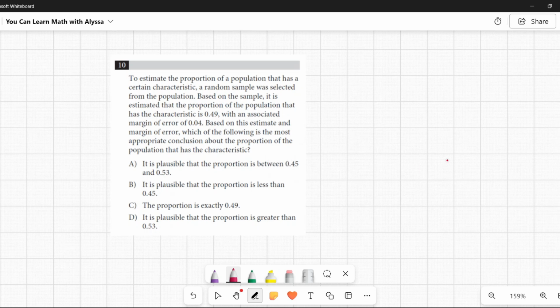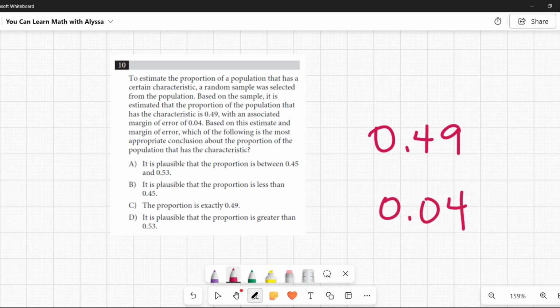Number 10, to estimate the proportion of a population that has a certain characteristic, a random sample was selected from the population. Based on the sample, it is estimated that the proportion of the population that has the characteristic is 0.49, okay? With an associated margin of error of 0.04. That's my margin. We'll say margin of error. I'll write it like that. Based on this estimate and margin of error, which of the following is the most appropriate conclusion about the proportion of the population that has the characteristic?